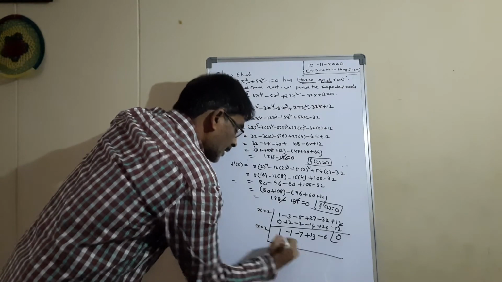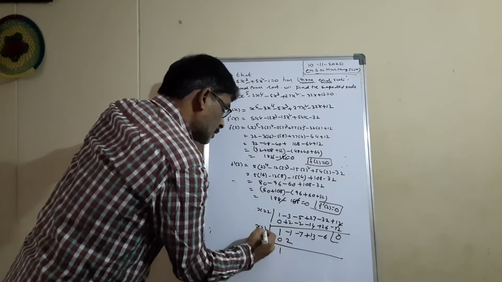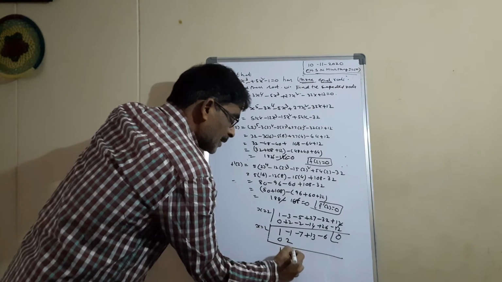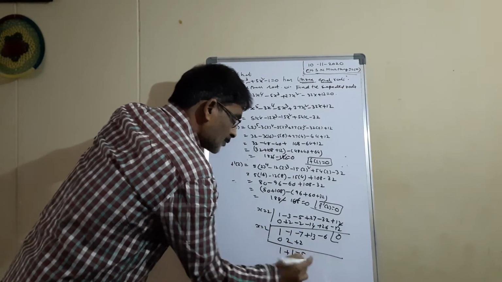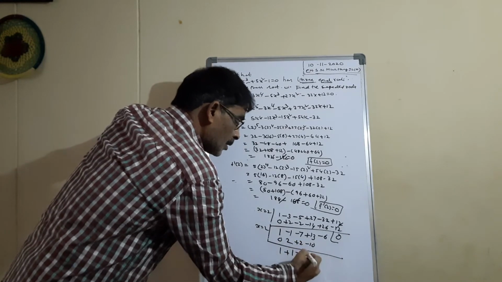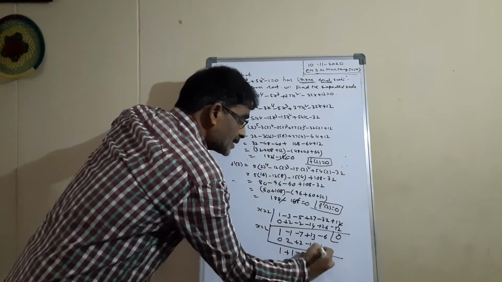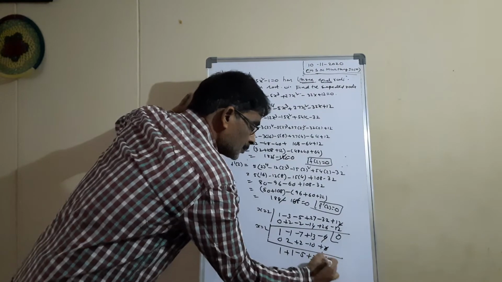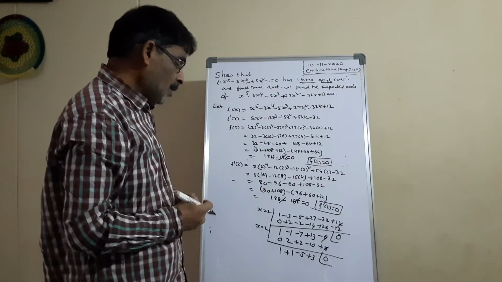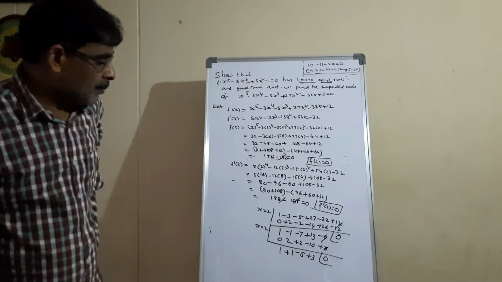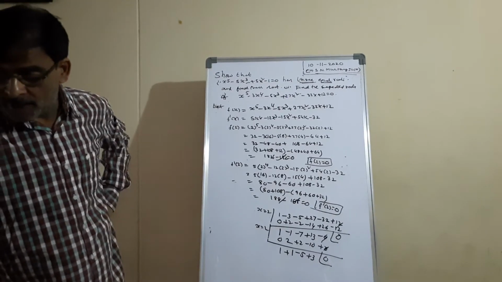1, 2 into 1. 1, 2 into 1, 2. Here 2 minus 1 means 1. 1 into 2, 2. Subtraction: minus 5, minus 10, plus 3, plus 6, 0. We did this type of problems in 10th class. Now we have 1 plus 1 minus 5 plus 3.